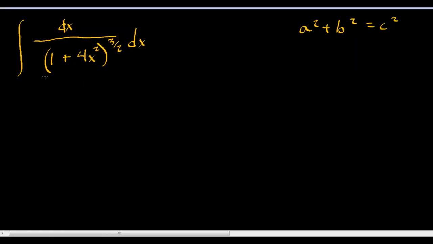All right, let's try and solve this problem using the method that I described in the last video of drawing the triangle from the beginning. So this looks a little convoluted, but it'll all straighten itself out in the end. We have a 1 plus 4x squared in here, and I know from looking at my Pythagorean identity that there's only one way to have a plus sign. It means that we have a squared, we have 1 squared plus 2x squared equals c. So this is the hypotenuse. Has to be.